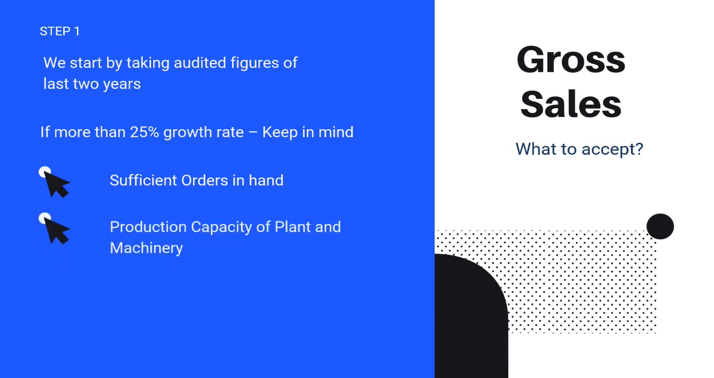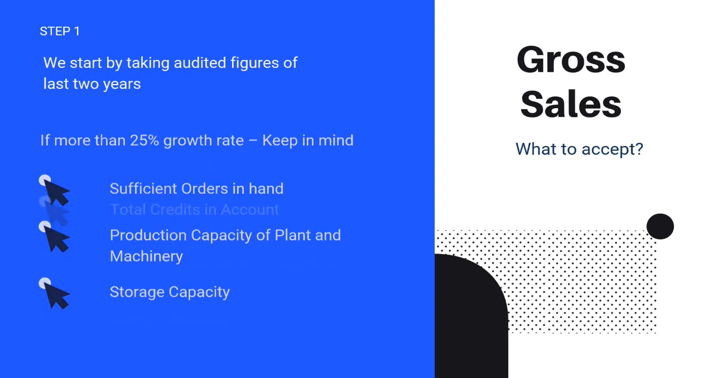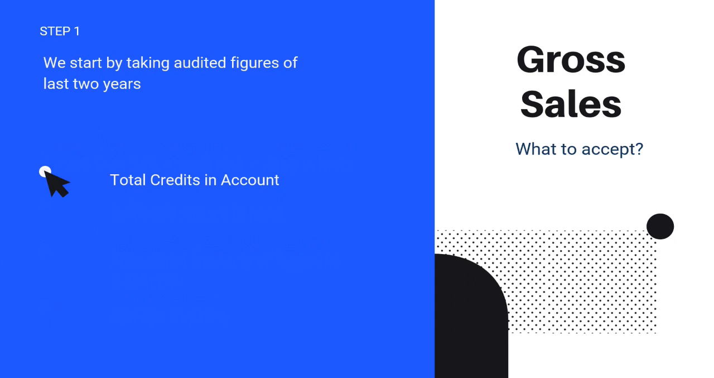Keep an eye on the capacity of its plant and machinery, storage capacity of raw materials and finished goods before you accept a remarkably high gross sales. It should not be like building castles in the air. I use the following tools to check if the company is on track to achieve sales for the estimated year. First, total credits in the account till the date of appraisal. Our CBS systems are well equipped to generate such reports, I believe. Watch out for bounced cheques, RTGS, NEFT since they artificially increase the credit sales.